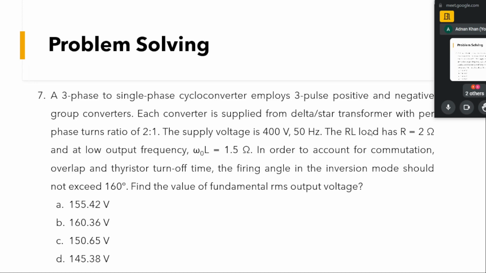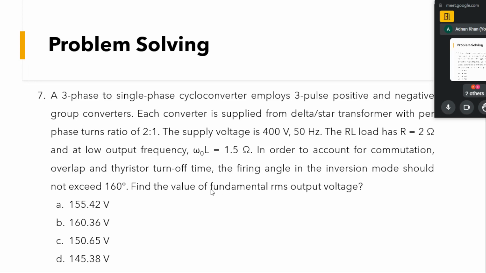We also have an RL load, where the R portion is 2 ohms, and at the low output power frequency, omega naught L, the L part, has an impedance of 1.5 ohms. In order to account for the commutation overlap and the thyristor turn-off time, the firing angle in the inversion mode should not exceed 160 degrees.